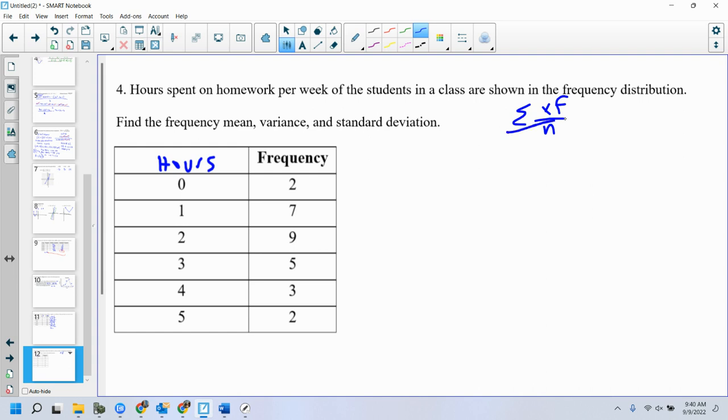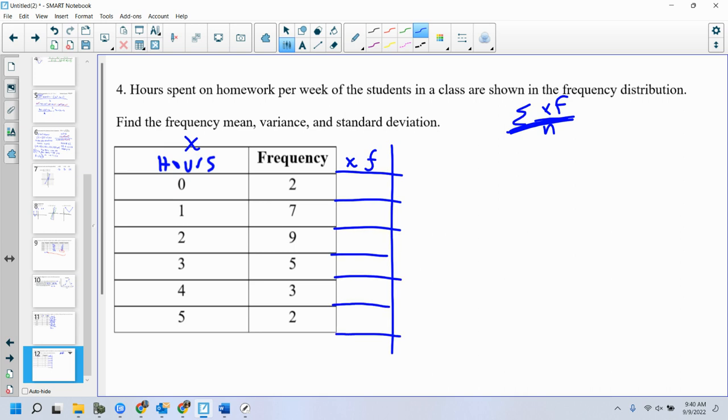So that means to find my mean, I've got to find my xf's. X is my hours, f is my frequency, obviously. So xf is going to be 0, 7, 18, 15, 12, and 10. Right? That's my xf's. And if I sum up my xf's, that's 25, 40, 50, 62. Yep, 62. That's the sum of xf's.